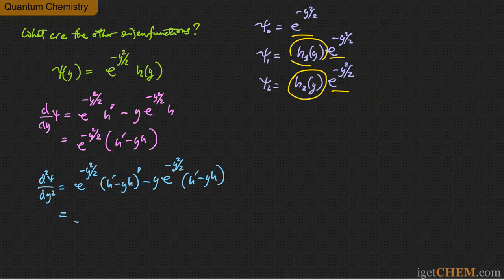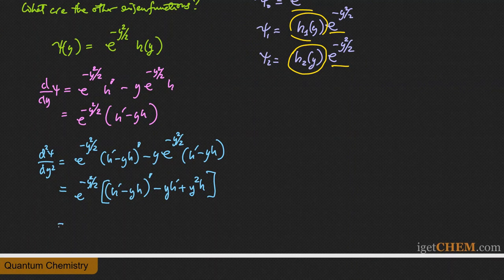Again, factoring out the Gaussian factor as usual, we are left with these terms inside. You have h prime minus yh. The prime is a derivative that applies to everything inside the parentheses. And you have y h prime, minus minus, which is a plus y squared h. So that's that. And now we will have to do the derivative.